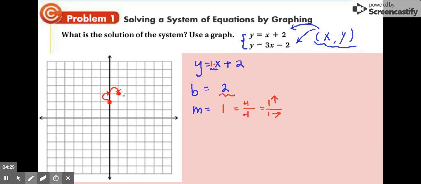You only need 2 points to make a straight line, but if you want to double check, then you may plot one more point. Go up by 1, going to the right. Go up by 1, going to the right.